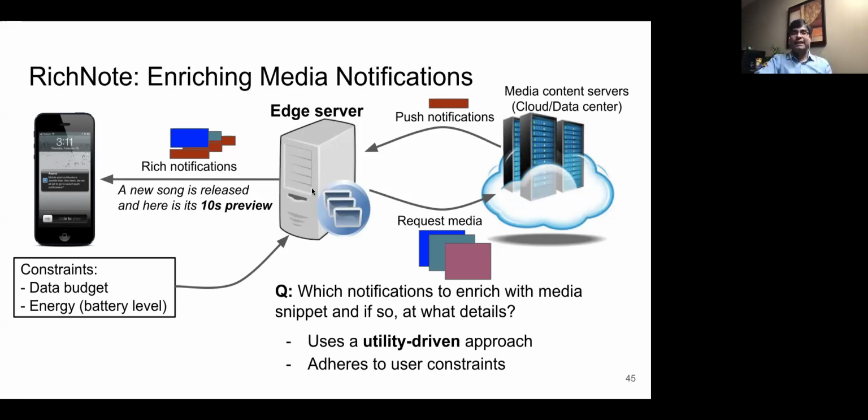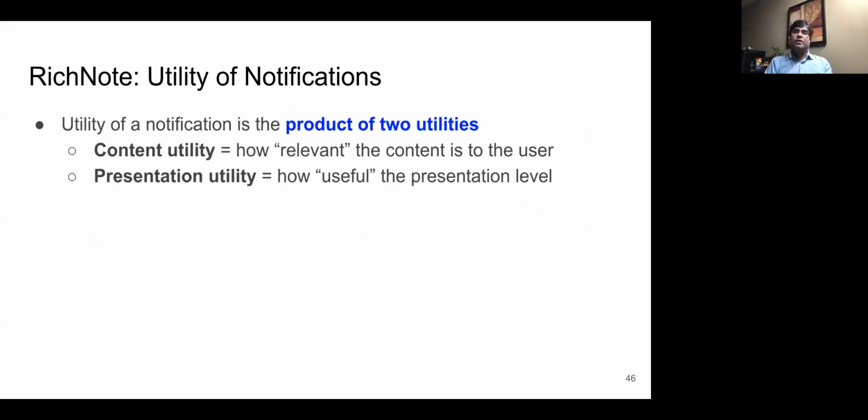So the edge server that is sitting behind will be in between this communication between the mobile user and the media content server, and we're going to adapt the content on behalf of the user, and will deliver only the meaningful information to the user in the form of this rich notification. So the central question is how to evaluate the utility of a certain content. And we take an approach that's called the utility driven approach. Okay, so it has two components. What I mean is, it's a little bit abstract in some sense, the utility of notifications.